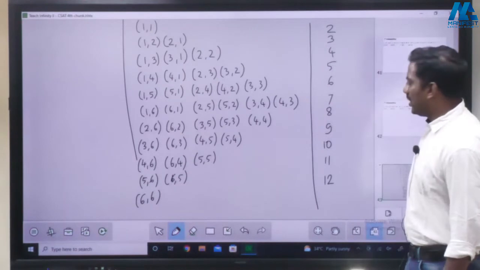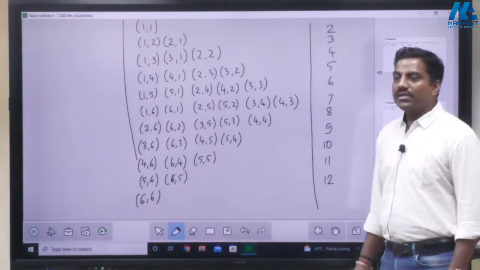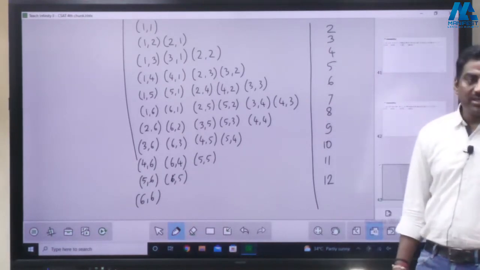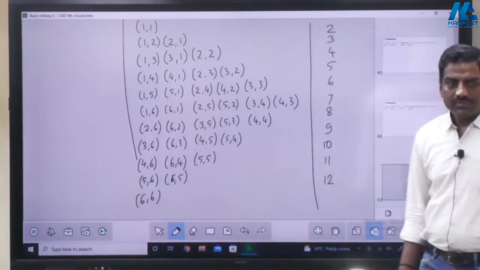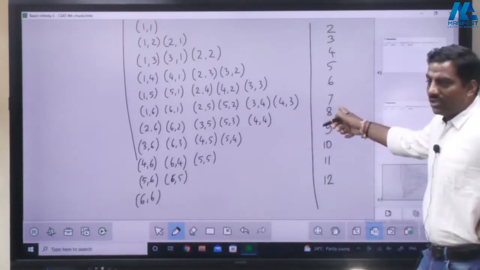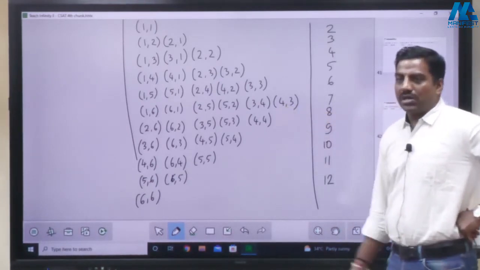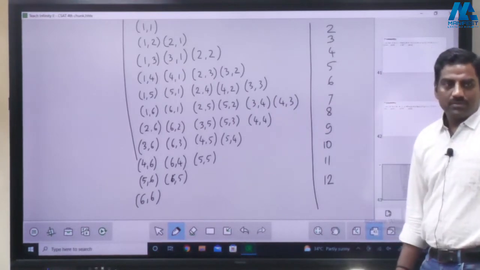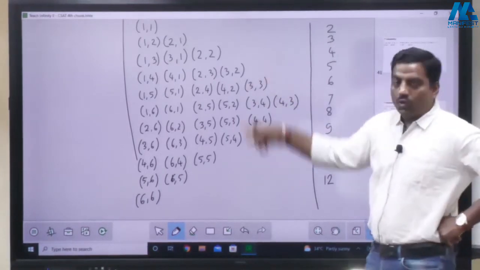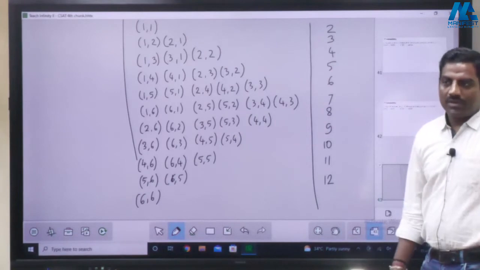Okay, align them properly. These are the possible events. Yes or no? 36 events. For the sum of 7, we get the maximum number of possibilities, 6. For 12, only 1. For 2, only 1. Got it?